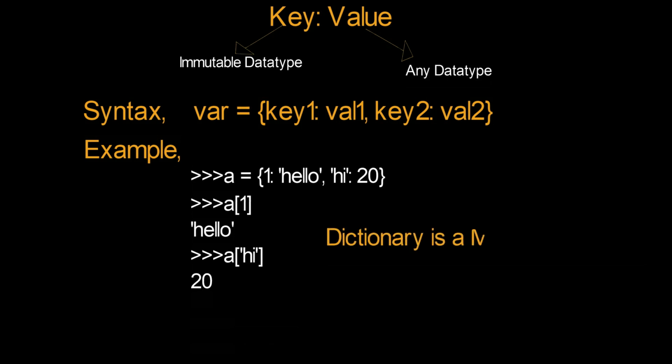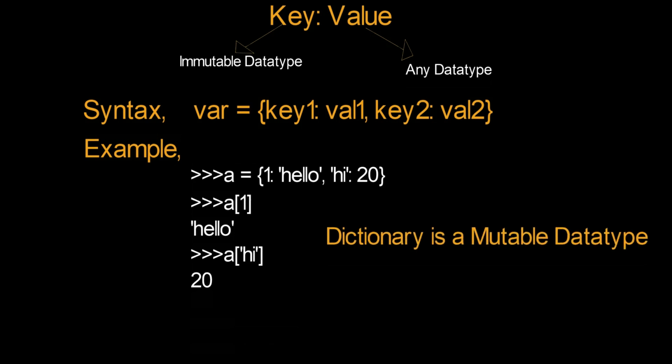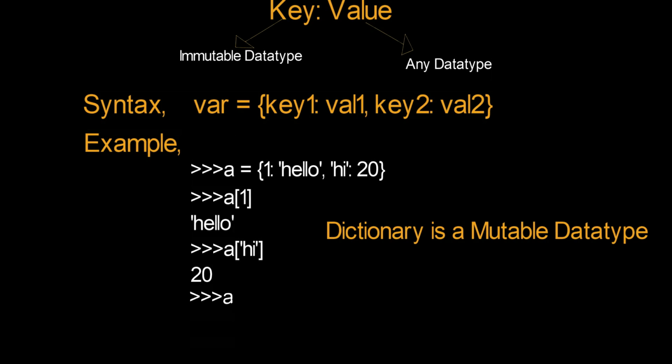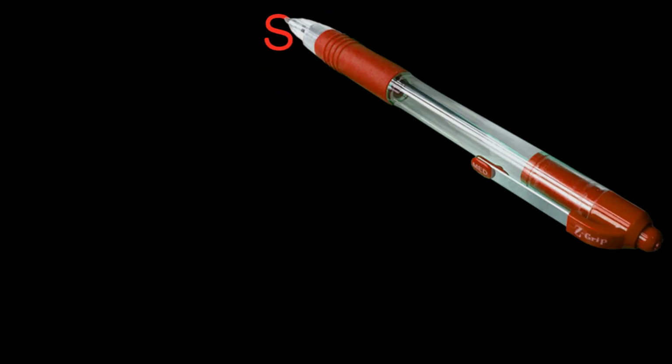Dictionary is also a mutable data type and hence its values can be altered, like A[1] = 'yo'. Now if we display A, it will give {1: 'yo', 'hi': 20}. Alright, so now let's look at sets.